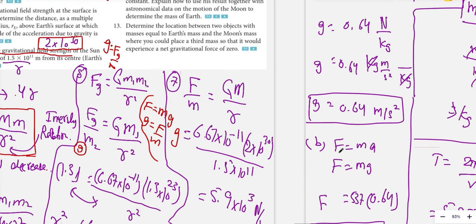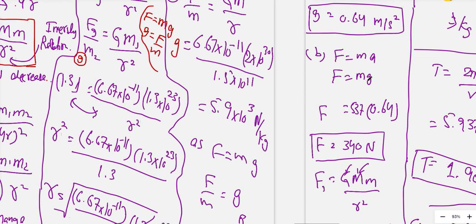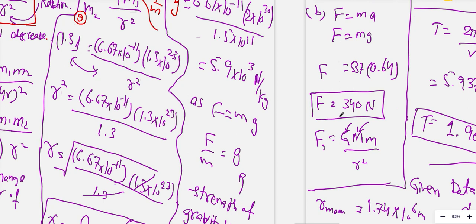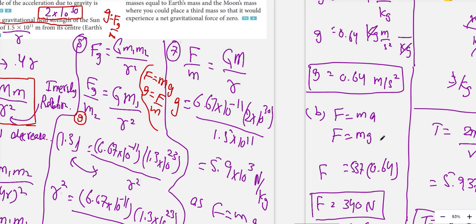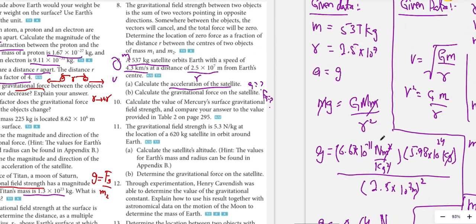Then for finding the second part, we can multiply this value with the mass of the satellite, then we will get the force. Or we can also apply this formula, but it will be a little bit more complicated, and the simpler one is to multiply it with mass, because we have the value of gravity. And that's all for all of the questions from this assignment.